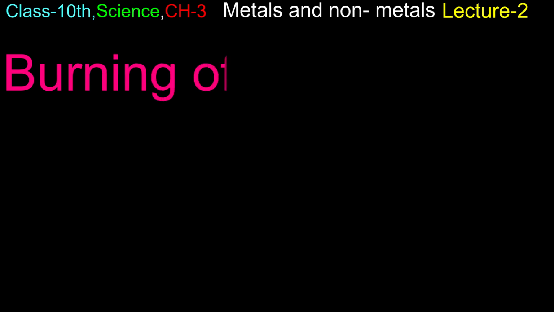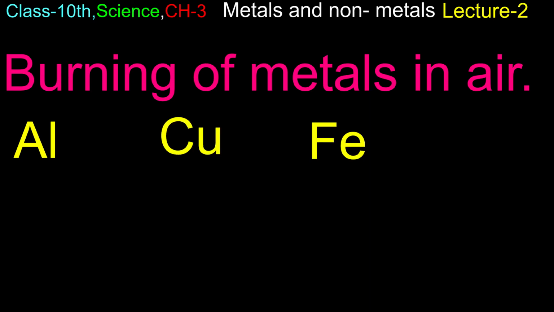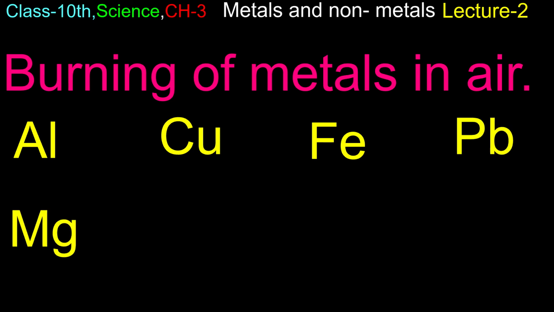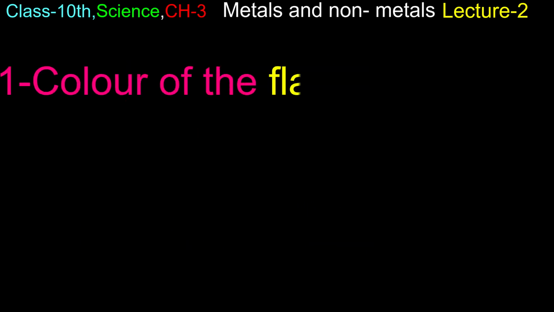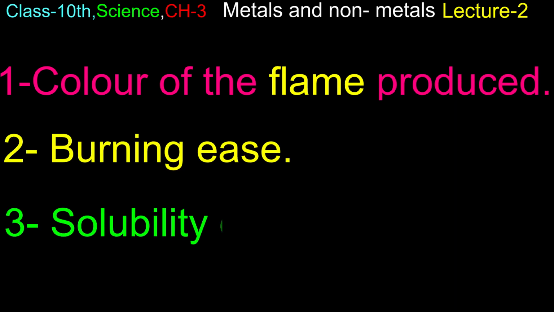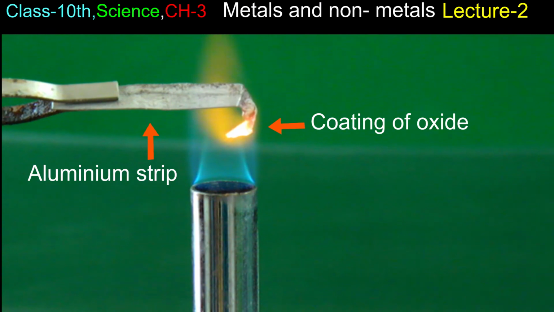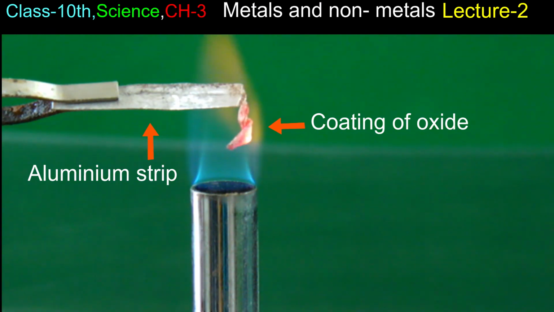Now I start burning metals in air. I am going to burn aluminium, copper, Fe or iron, Pb or lead, Mg or magnesium, Zn or zinc, and Na or sodium. I will note down the color of the flame produced, the burning ease, and lastly the solubility of the oxide formed in water. First, you see here this is an aluminium piece. On putting the flame, it melts and only a surface coating of oxide is formed. So it doesn't burn so easily in an ordinary flame.